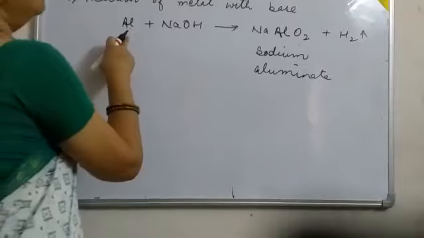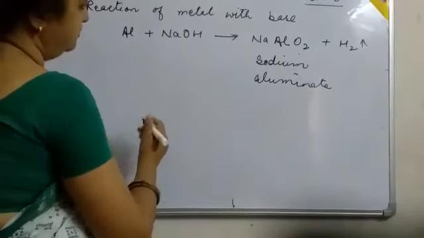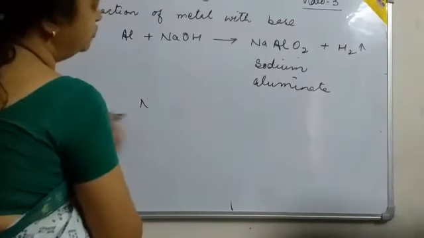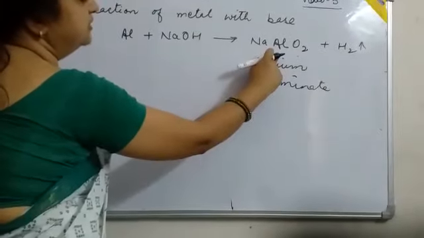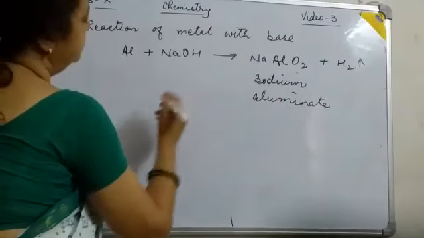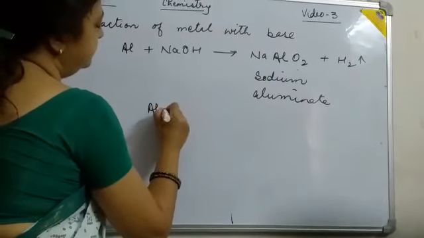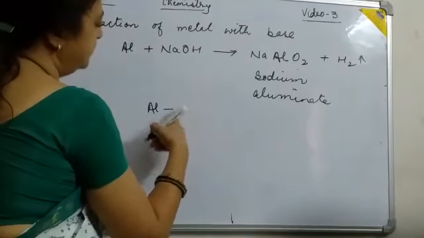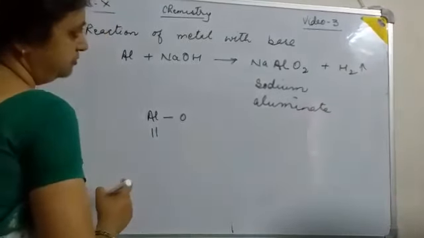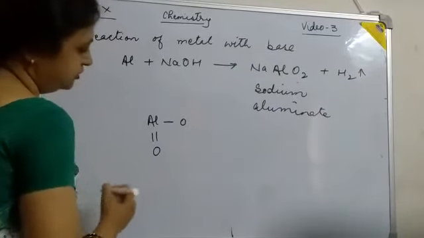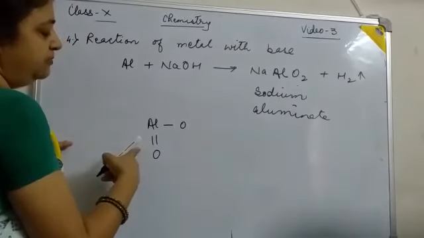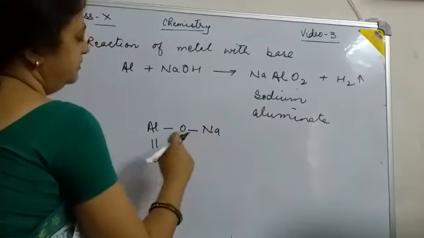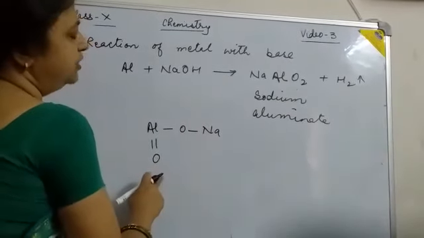Aluminium may also react with potassium hydroxide, but just look at the structure of sodium aluminate. Aluminium has three valency. One valency of aluminium combines with oxygen, and two valency of aluminium combines with another oxygen. The three valency of aluminium is completed here, then sodium. So it is NaAlO2. This is sodium aluminate.